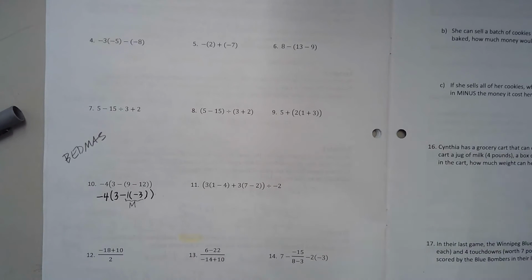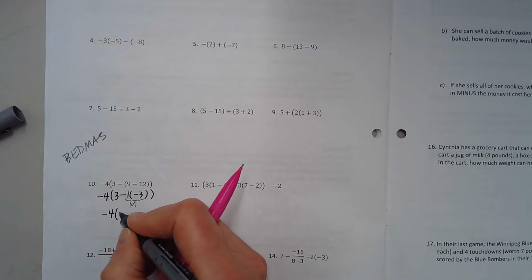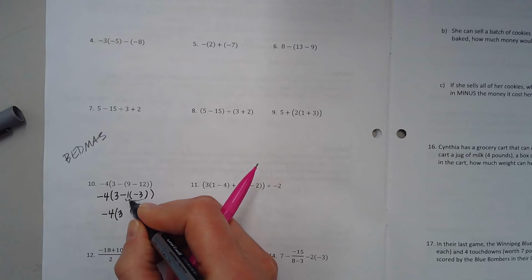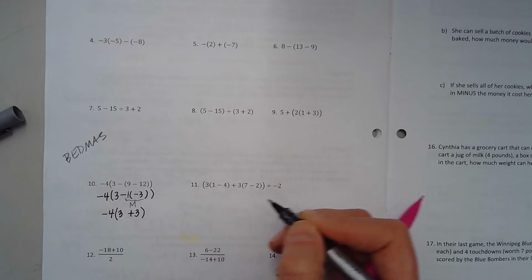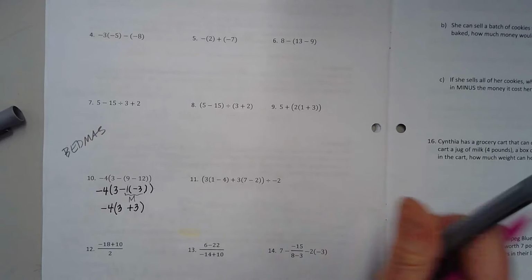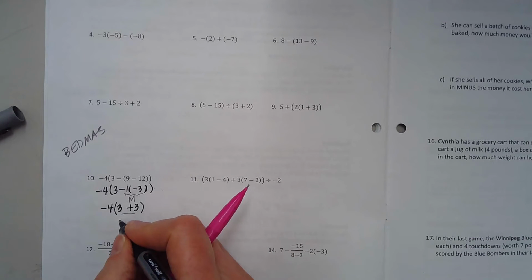All right, so I'm multiplying through -1 times -3. I haven't done anything with this one yet. -1 times -3 is +3. Agreed? Okay. So I've cleaned it up quite a bit. I see brackets again. Inside the brackets, 3 plus 3 is 6.